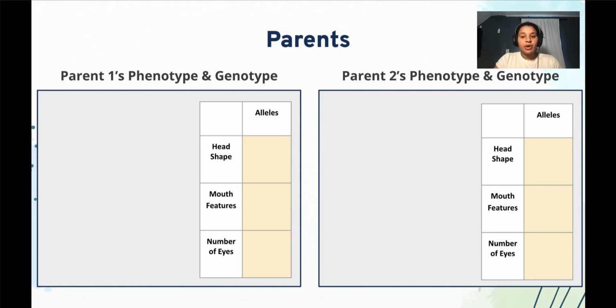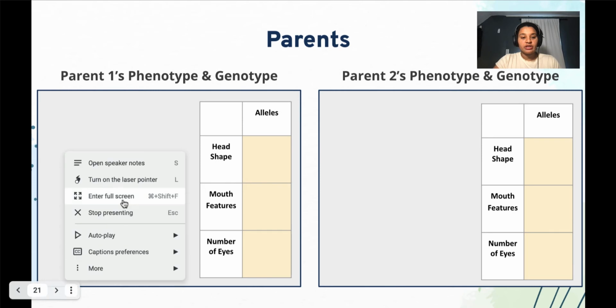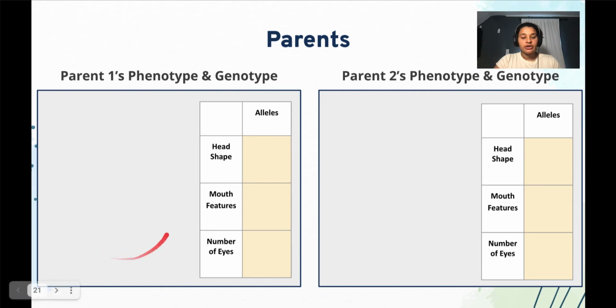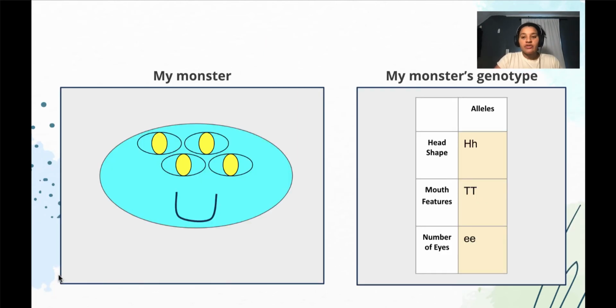So working with your partner, you're going to copy and paste a picture of your monster in the left side of the box. So over here, you're going to copy and paste a picture of your monster. Then you're going to copy the alleles that you determined last lesson. You can get all of this information from slide 14 from the previous lesson.